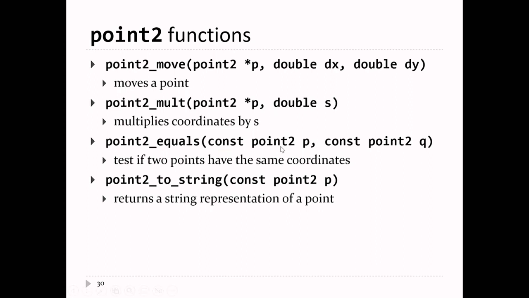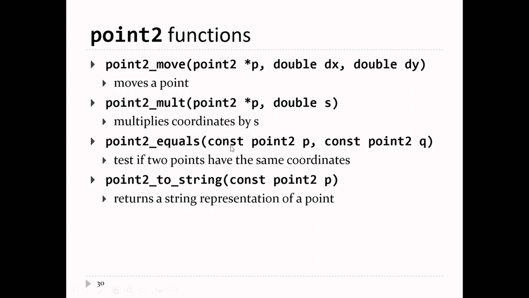So here it takes in just a Point2. Now that I'm looking at this slide, the const here is unnecessary. I'll explain what that does in a second though. Similarly, toString does not modify a point. So you can just pass in a regular Point2 here and not a pointer to a Point2.